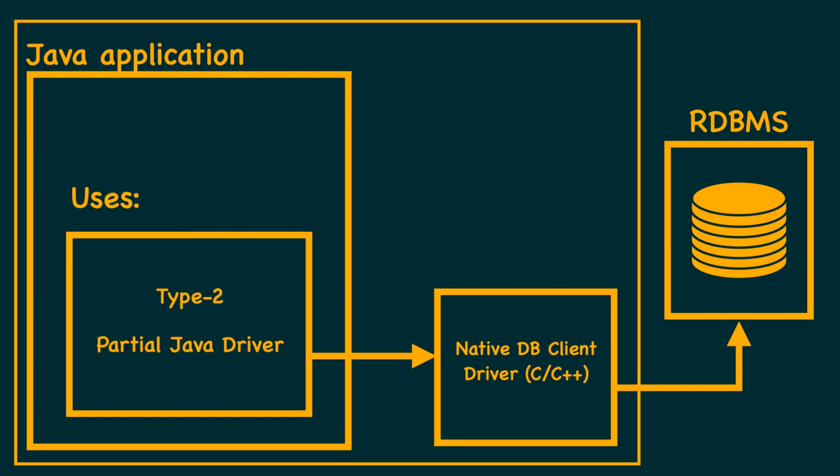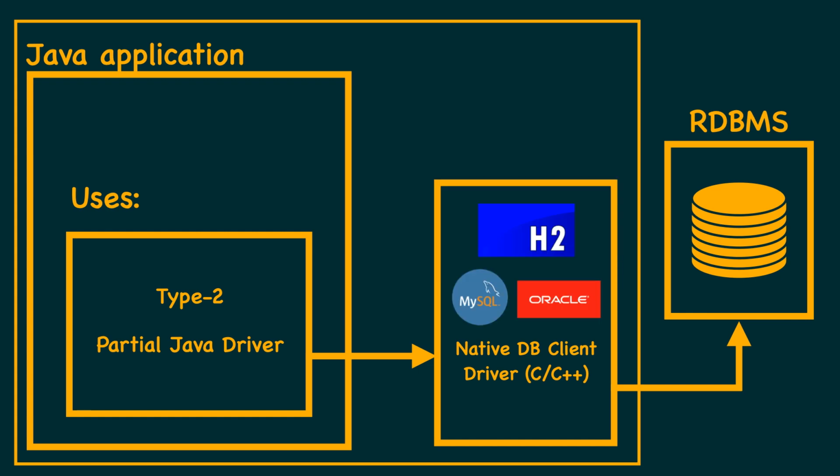The type 2 driver is also known as partial Java driver. In this, the JDBC method calls would be converted into native C or C++ calls, which vary from one database to another. These native APIs are part of the DBMS software that you are working with. For example, if you're working with Oracle, you must install the Oracle client driver on your computer, and then your Java application communicates with that one.